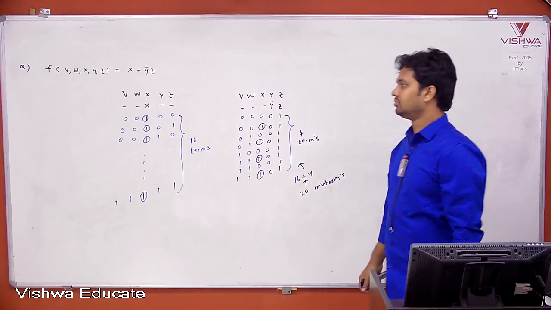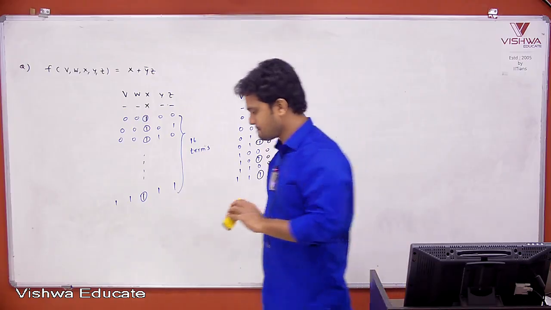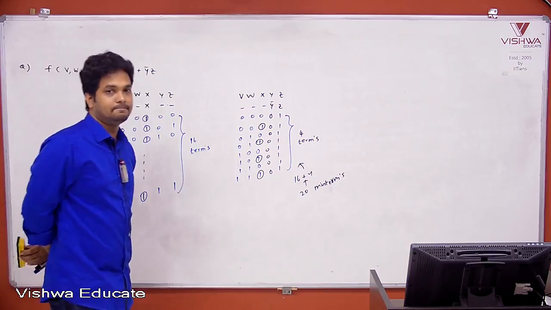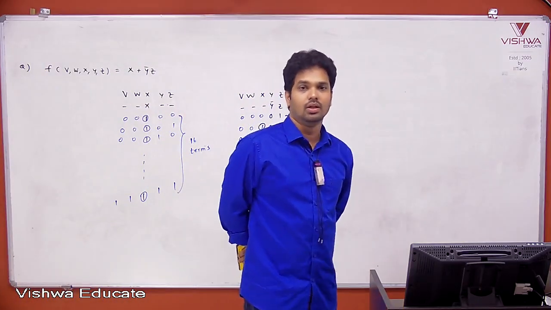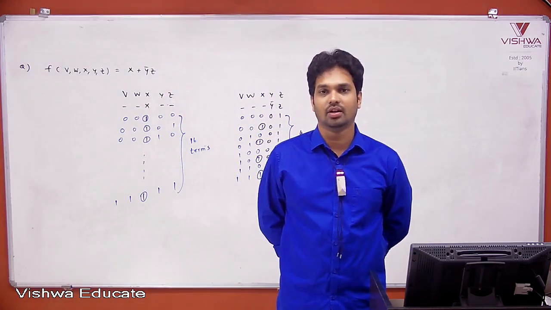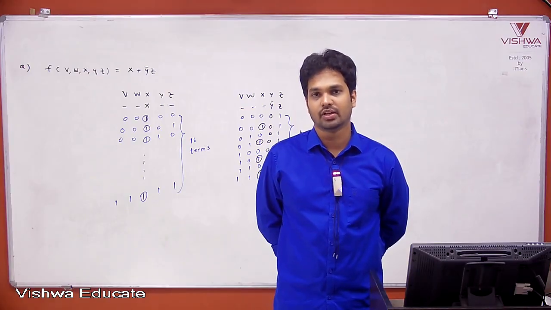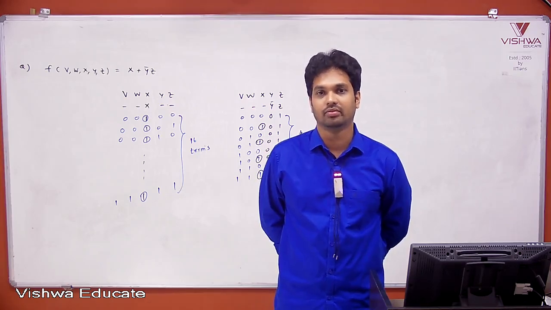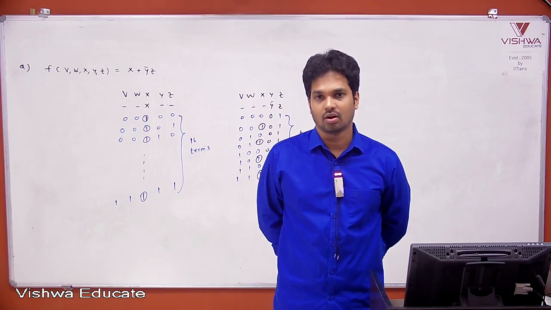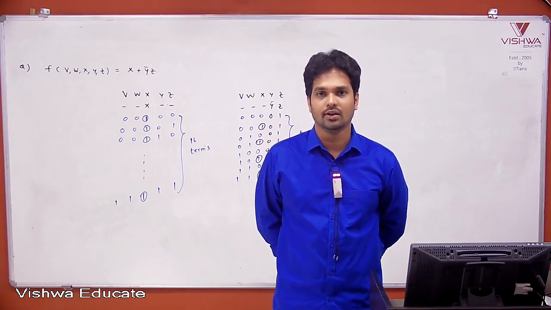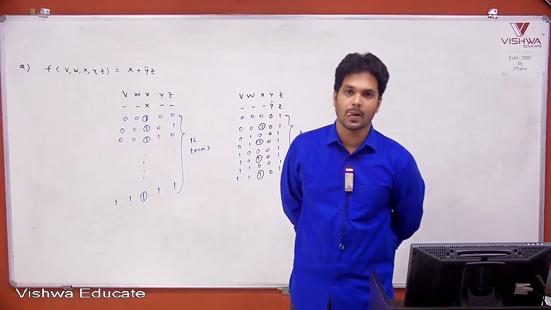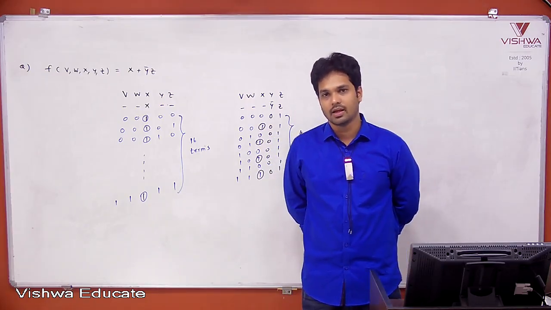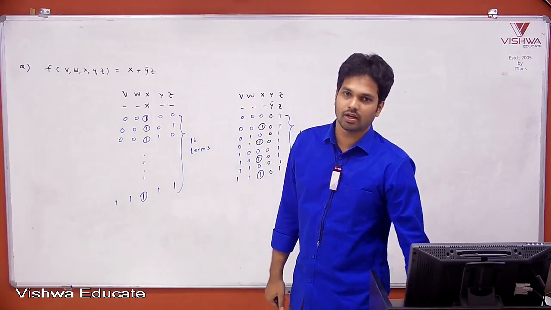Let us see the next question. Write down the statement. Determine the number of minterms in the output expression of a 6 input exclusive OR gate.